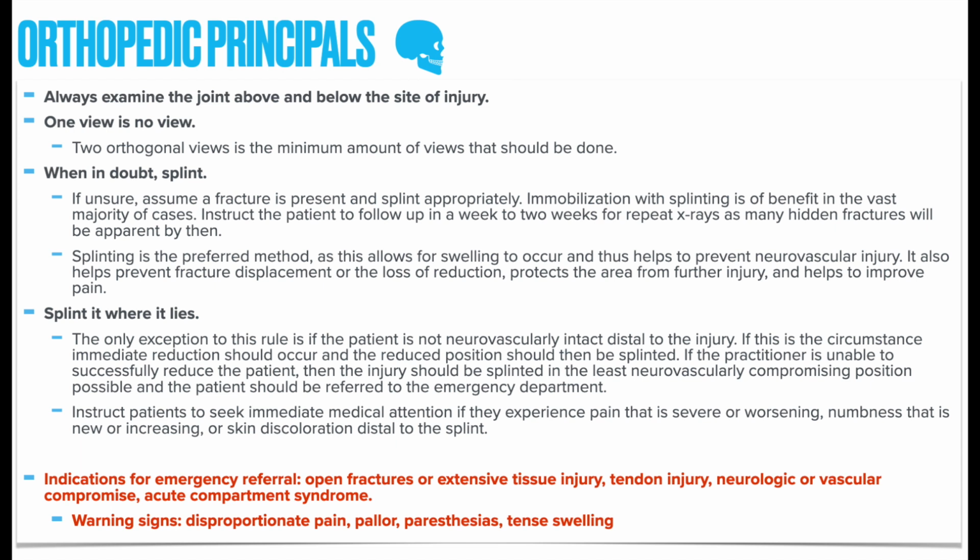And then finally at the bottom, here are indications for a referral to the emergency room, and those include open fractures or extensive tissue injury, tendon injury, neurologic or vascular compromise, and then lastly, acute compartment syndrome. And symptoms of compartment syndrome, if you remember this from way back in school days, unless I guess you're still in school, include disproportionate pain, pallor, paresthesias, and tense swelling.